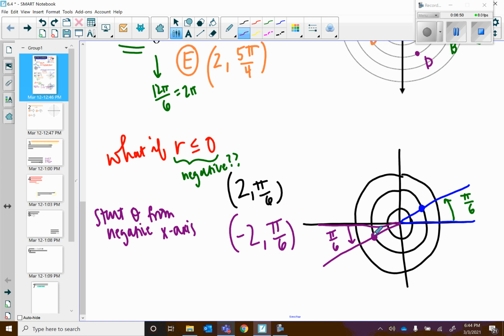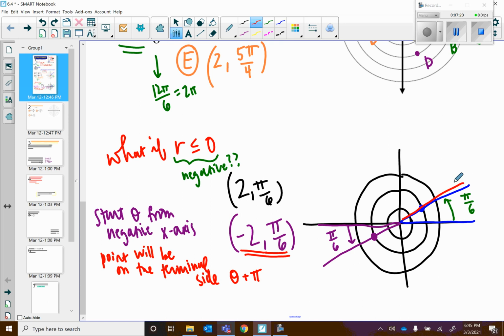Notice, what's the same about these? Well, they are the exact same line, right? If I were to draw a line through both of those, it would hit it exactly. So one note we could make is that this point will be on the terminal side of whatever that angle is plus pi. So this point right here, well, here's pi over 6. If I add a distance of pi, half of a circle, that's where I'm ending up.